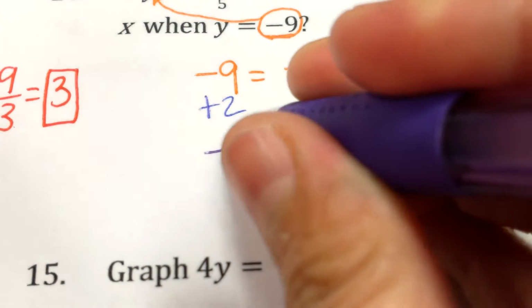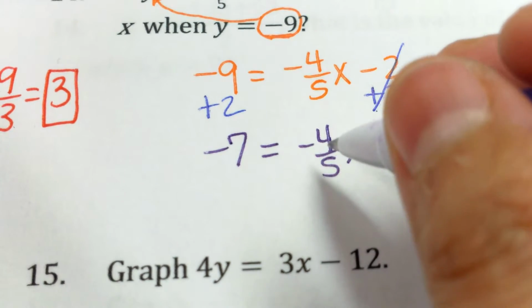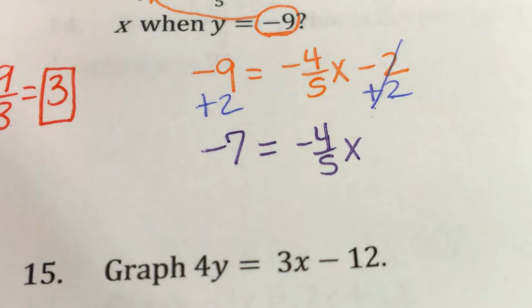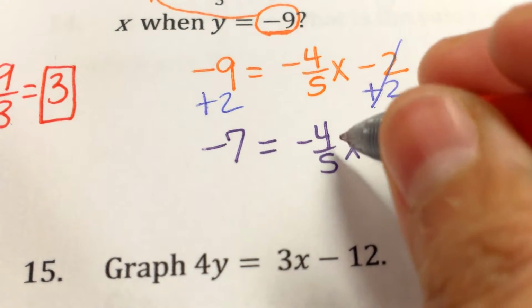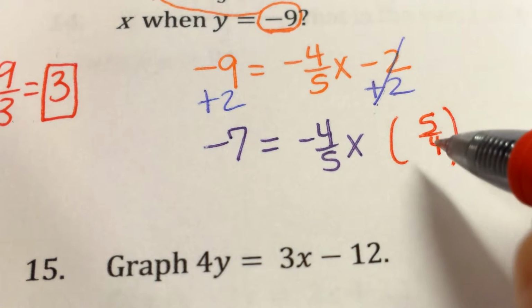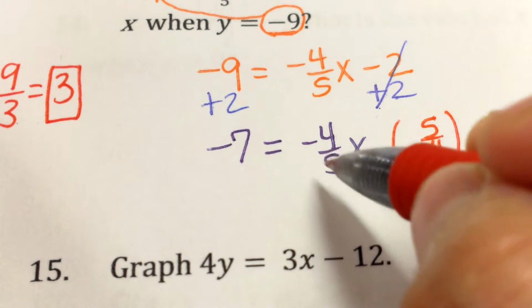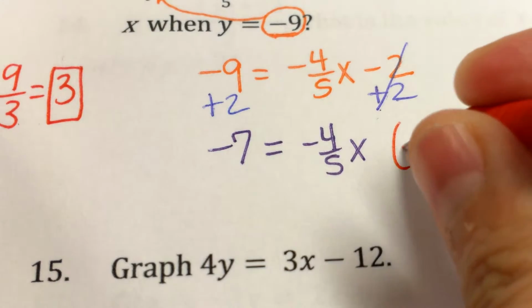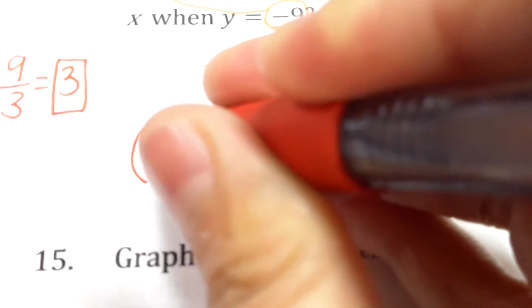So here I have a fraction that's multiplying by x. We want to make this equal to 1. To make it equal to 1, we are going to multiply by its reciprocal. So we flip the numbers around. Now I'm going to multiply by that. But since this is a negative, we want this to be a positive 1. We have to also multiply by a negative. So that way I'm left with, and of course on this side too, you're going to multiply by negative 5 over 4.